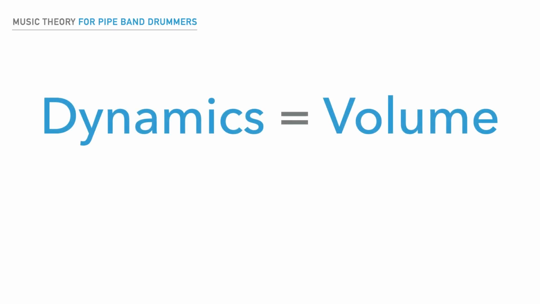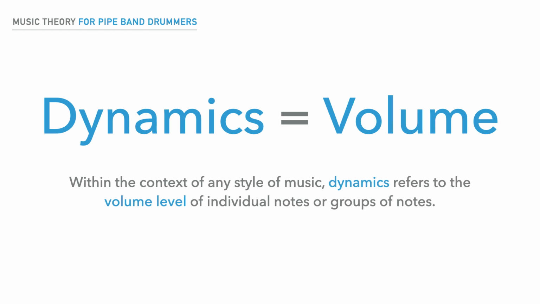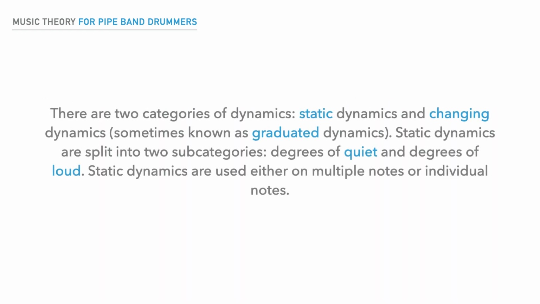Dynamics equals volume. Within the context of any style of music, dynamics refers to the volume level of individual notes or groups of notes. There are two categories of dynamics: static dynamics and changing dynamics, sometimes known as graduated dynamics. Static dynamics are split into two subcategories: degrees of quiet and degrees of loud. Static dynamics are used either on multiple notes or individual notes.